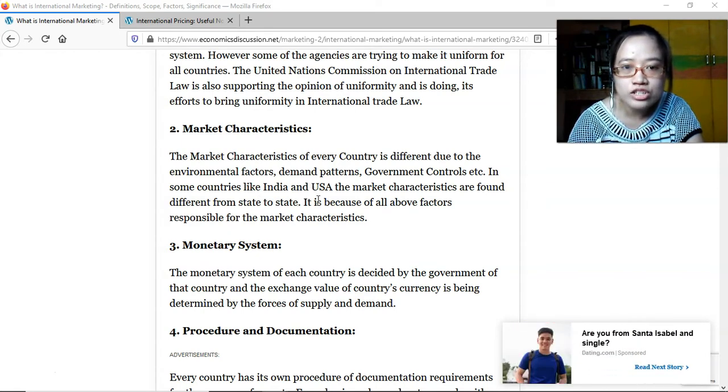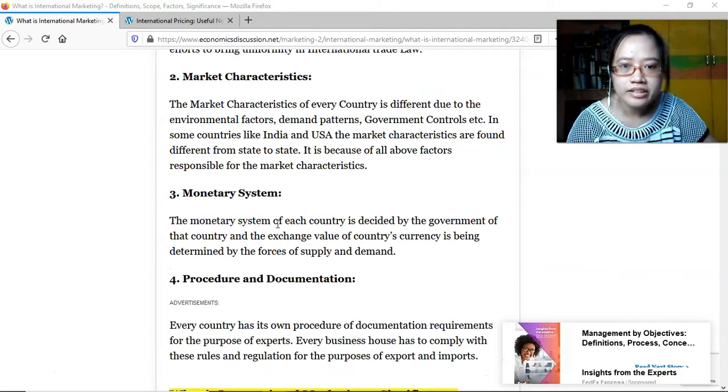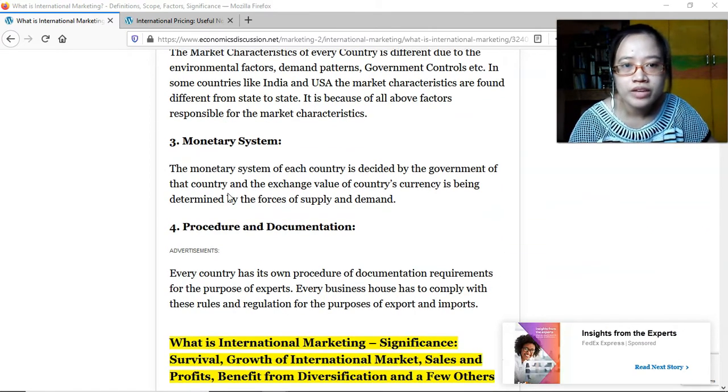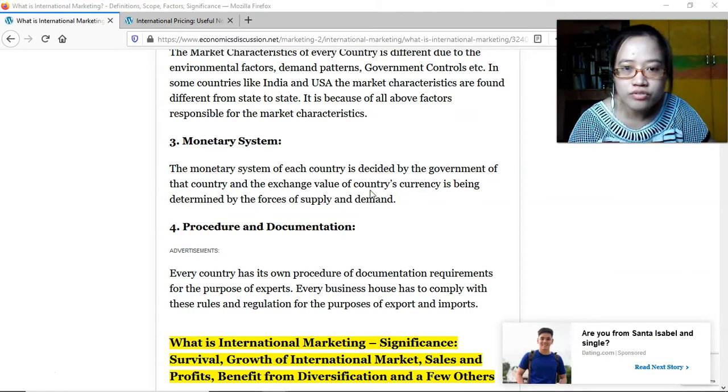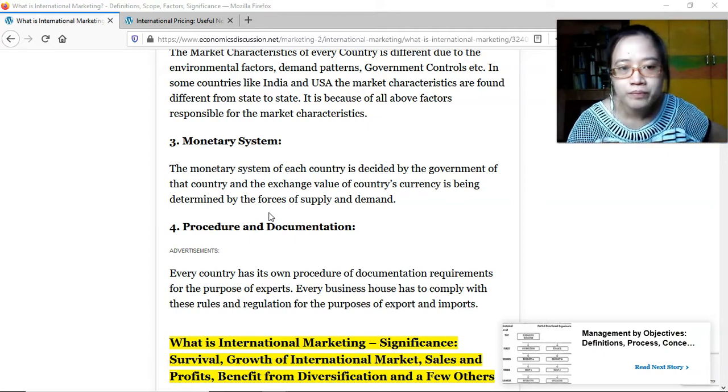Second, market characteristics. Every country is different due to environmental factors, demand patterns, and government controls. In some countries like India and USA, the market characteristics are found different from state to state. It is because all the above factors are responsible for the market characteristics, okay? Depending on the particular situation of a particular region or country. Monetary system is decided by the government of the country, and the exchange value of a country's currency is determined by the forces of supply and demand. So there would be issues with regards to exchange rate.